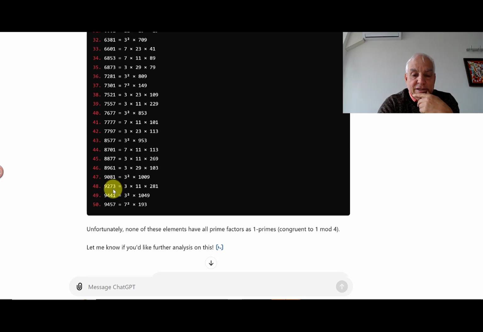Unfortunately, none of these elements have all prime factors as 1 primes. So we're seeing a similar phenomenon when we go to numbers which are products of 3 primes. In this case, up to this range, none of them have all factors being 1 primes.